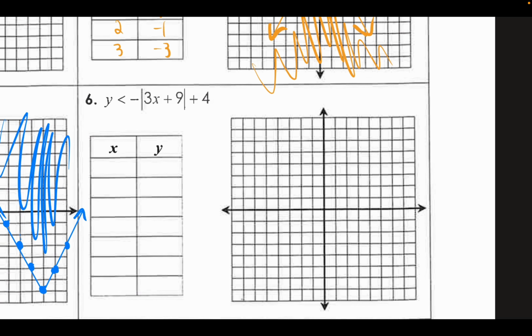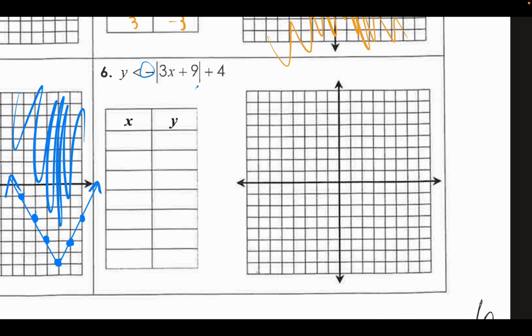Last example of the day, negative. So I'm going to clock that. Notice that this goes upside down. Okay. Set the inside equal to 0. Solve, and I get -3. So I put that in the middle. And then numbers bigger and smaller. And then as I plug these in, I get the following y values out: -5, -2, 1, 4, 1, -2, -5 again.